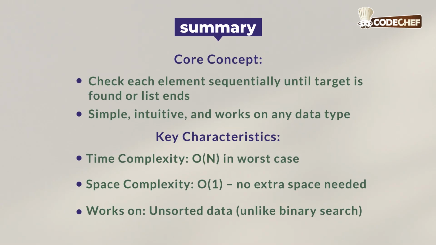Now let's summarize what we've learned. We've learned the core concept, which is to check each element sequentially until the target is found or the list ends. It is simple, intuitive, and linear search works on any data type. The key characteristic of linear search is time complexity is O(n) in the worst case, space complexity is O(1), no extra space is needed, and it works on unsorted data unlike binary search.